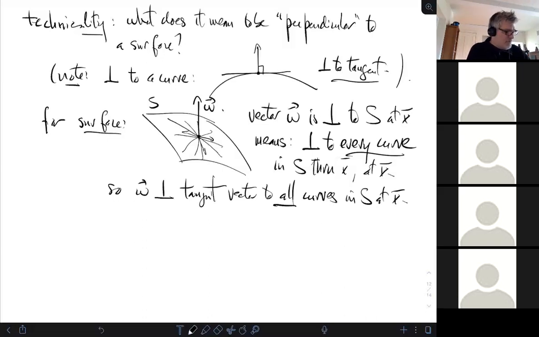Okay, so this is the way we're going to define perpendicular. Then we should be able to handle this. All right, so how are we going to do it? Let me state the theorem. It's sort of a mouthful, but I think up to this point we should be okay. So here's the result now.